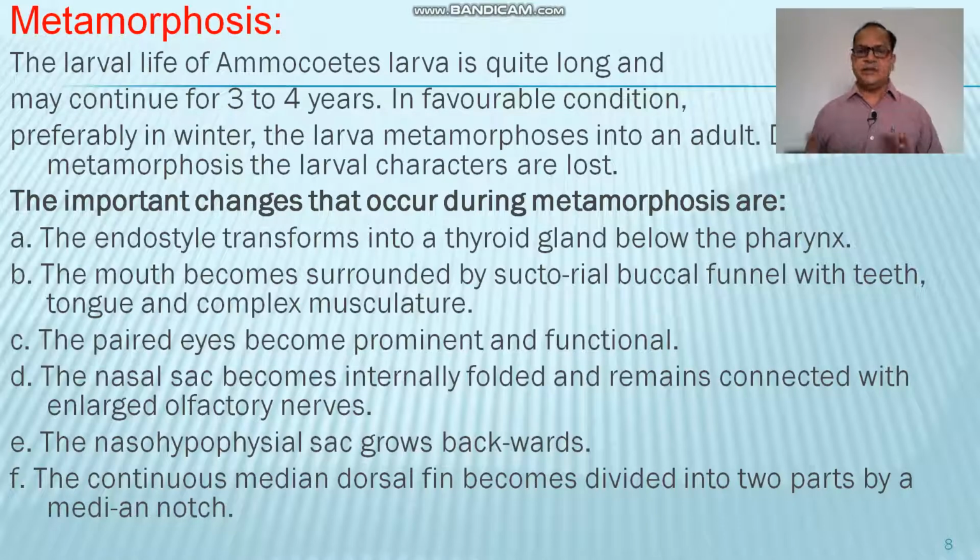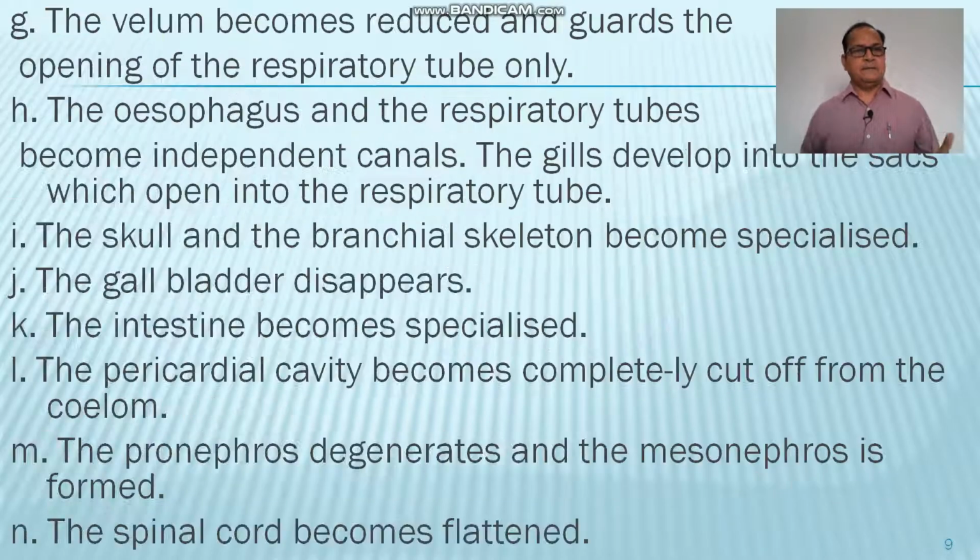The continuous median dorsal fin becomes divided into 2 parts, with a median notch: anterior dorsal and posterior dorsal, or first dorsal and second dorsal, and 1 caudal. The velum becomes reduced and guards the opening of the respiratory tube only. The oesophagus and the respiratory tube become independent canals. The gills develop into sacs which open into the respiratory tube.